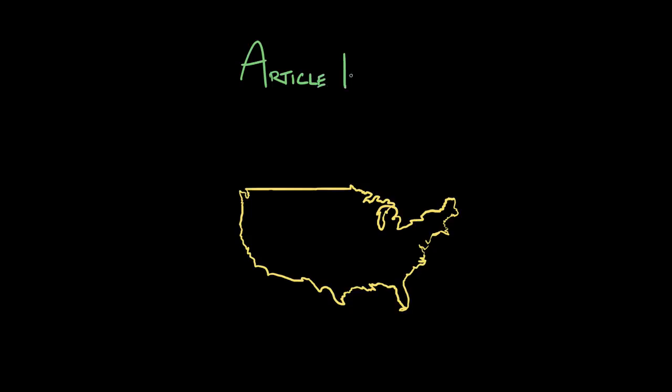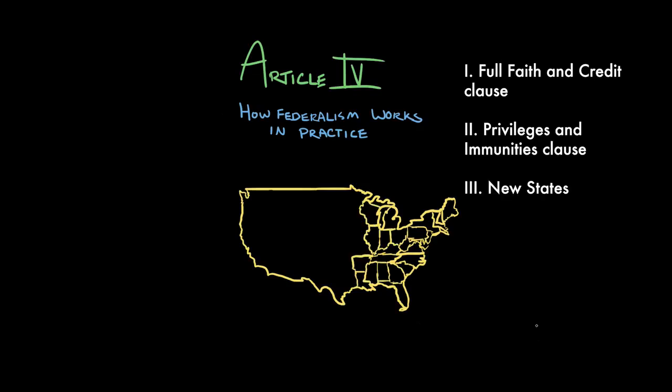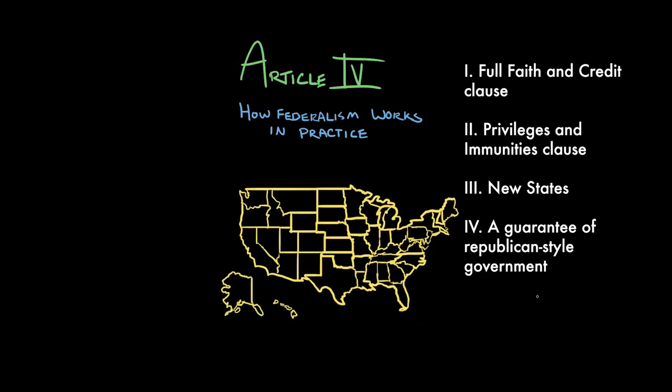Article 4 lays out the nuts and bolts of how federalism, the system of shared governance between states and the federal government, works in practice. Article 4 has 4 sections. The first two, the Full Faith and Credit Clause and the Privileges and Immunities Clause, talk about how states will treat each other's citizens as well as they treat the citizens of their own states. Then the third section is an admissions clause discussing how new states will be added to the Union. And the fourth section is the guarantee clause, which guarantees every state in the Union a Republican form of government.